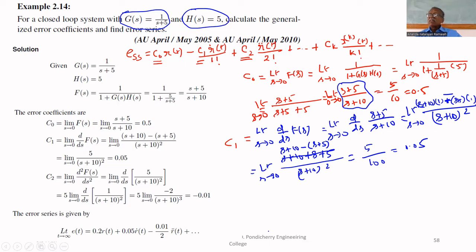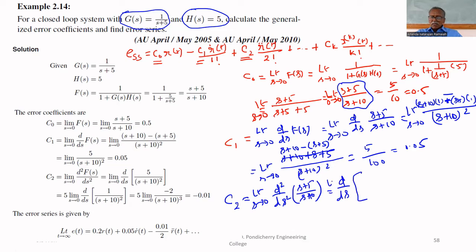At least we have to find the 3 coefficients in the examination. At least 3. So let us find C2 also. C2 equals limit s tends to 0 of d squared by ds squared of s plus 5 upon s plus 10. Second derivative of this. What is the first derivative? Numerator s getting cancelled, you are getting 5 only in the numerator: 5 upon (s plus 10) whole square.